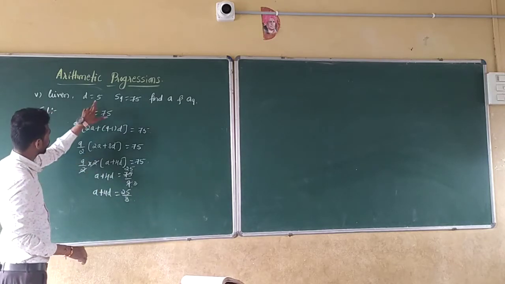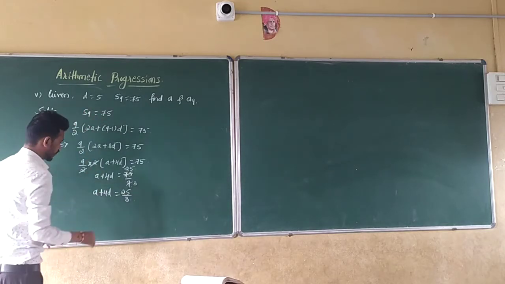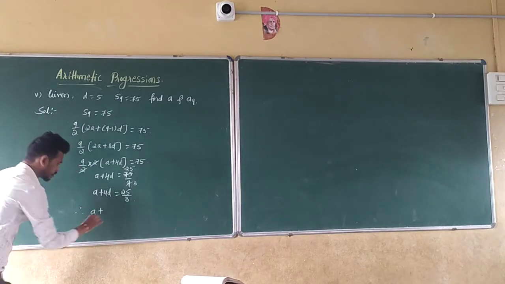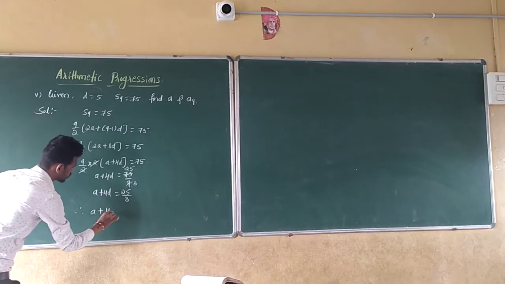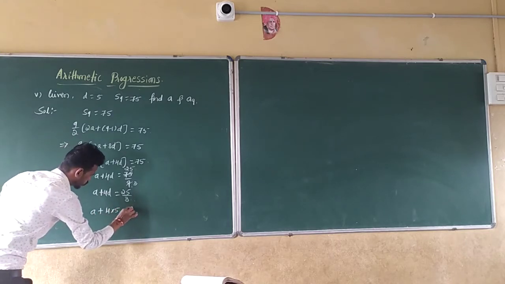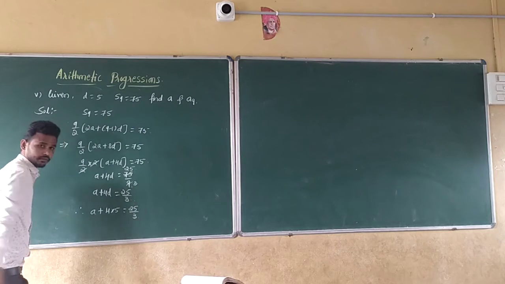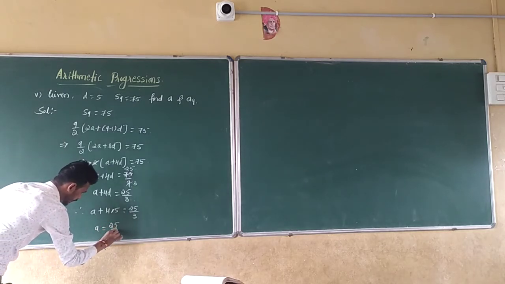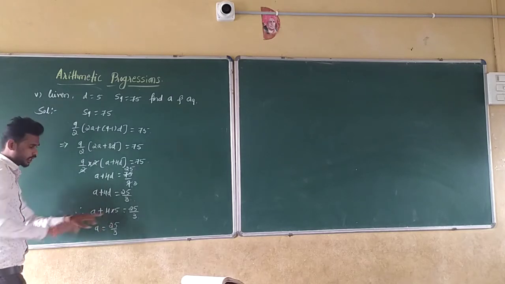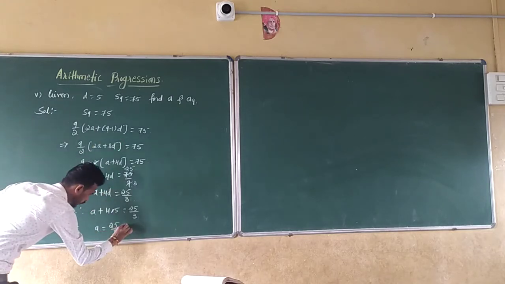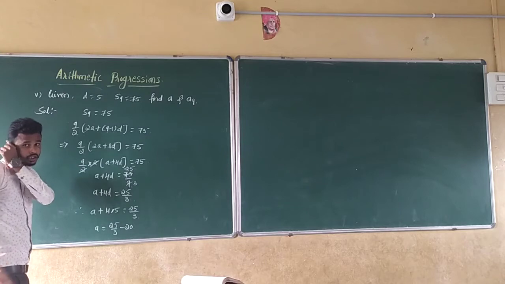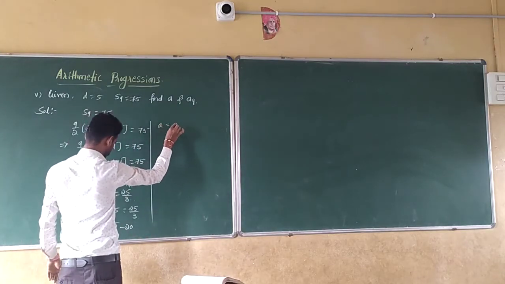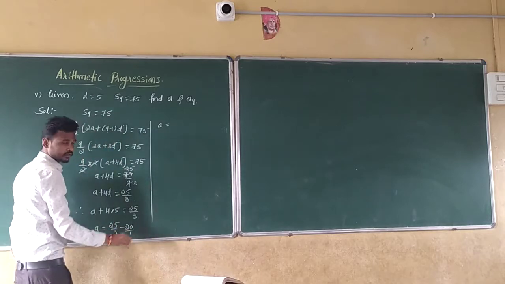Now substitute the value of d here. Therefore a plus 4 into the d value, 5, is equal to 25 by 3. So a is equal to 25 by 3, 4 fives are 20, take that to the other side, that will become negative, minus 20. So a is equal to, what is the LCM here? 3.